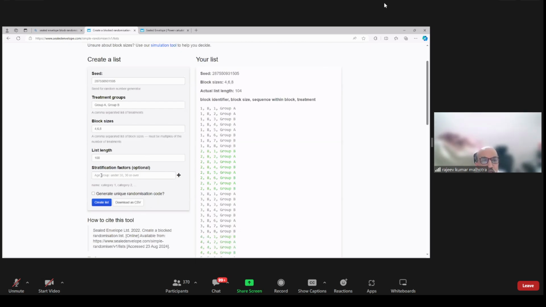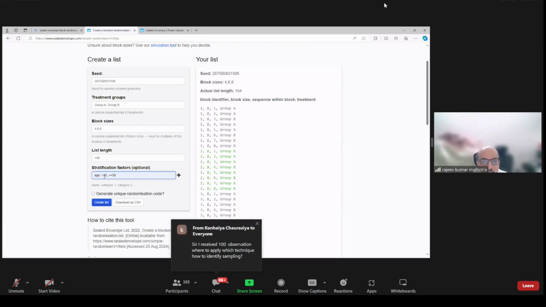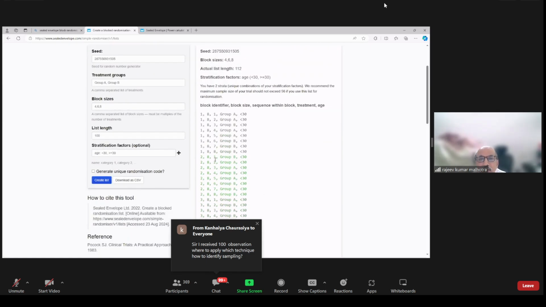Now we come to how to do stratification. If you want to stratify, you can write the strata. Suppose I want to stratify according to age. I write less than 30 or more than 30. If you have two groups, less than 30 or more than 30, and the block sizes are 4, 6, 8 and length is 100, stratified according to less than 30 or more than 30, you create the list. It will give 50 less than 30 and 50 more than 30.